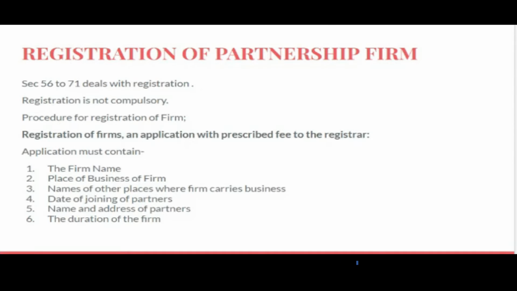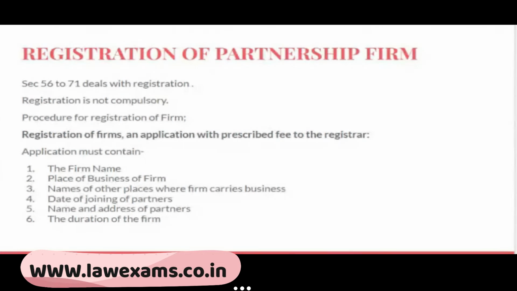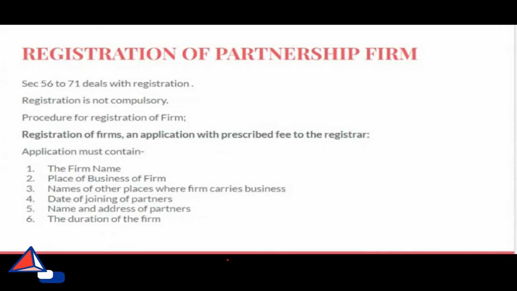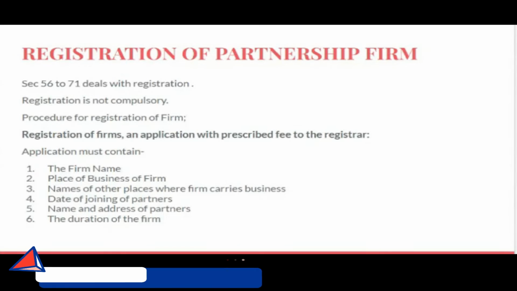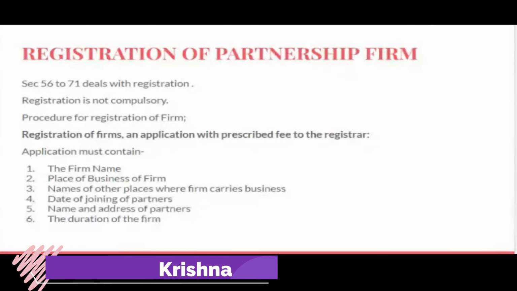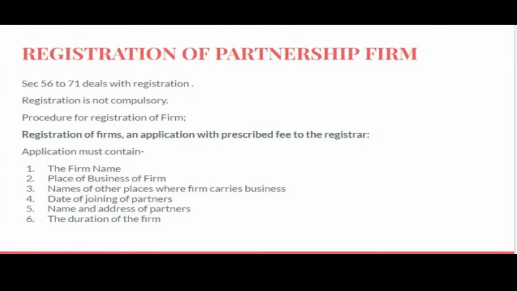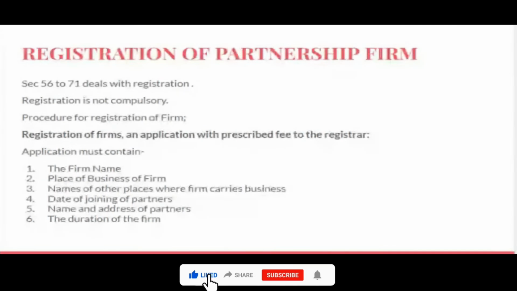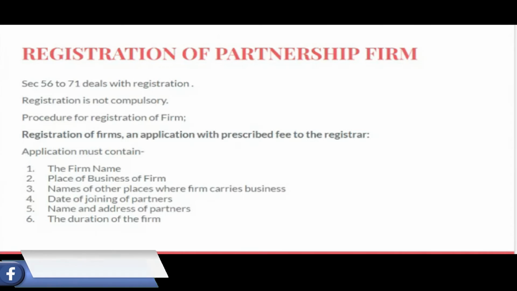In order to get a registration, an application with prescribed fee has to be made to the registrar, and that application must contain the name of the firm, the place of business of the firm, and the names of other places where the firm carries on business, and date of joining of the partners, name and address of the partners, and duration of the firm, and all. So registration of a firm is optional only, and nowadays it can be done online itself, through sites like e-groups and all. We can register the partnership firms. So it is optional only, but there are certain advantages that a registered partnership firm can enjoy.